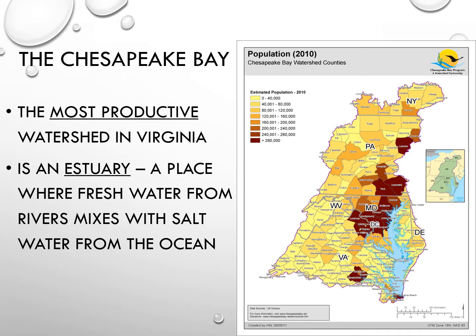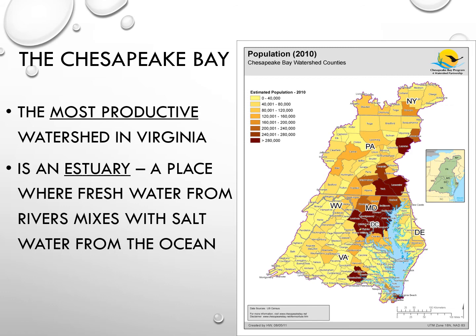The Chesapeake Bay is the most productive watershed in Virginia, so there's a lot going on. The Chesapeake Bay is an estuary, so it's a place where fresh water from the rivers mixes with salt water from the ocean. And we rely on the Chesapeake Bay actually for a lot, as far as fishing and recreation and just all kinds of stuff, shipping. So it's a very important body of water for us in this area.